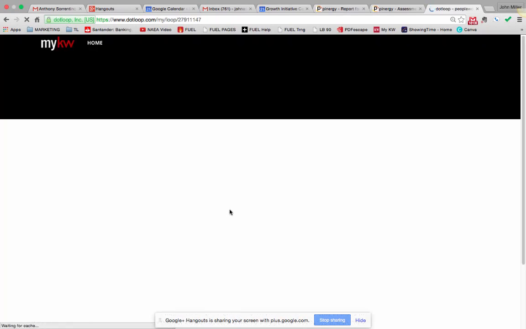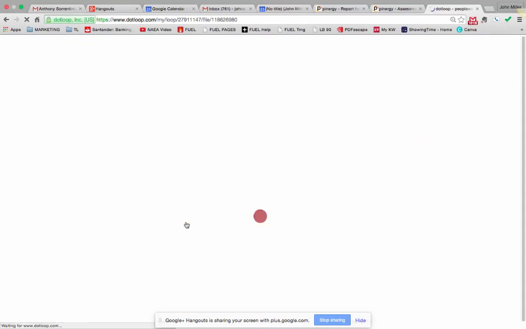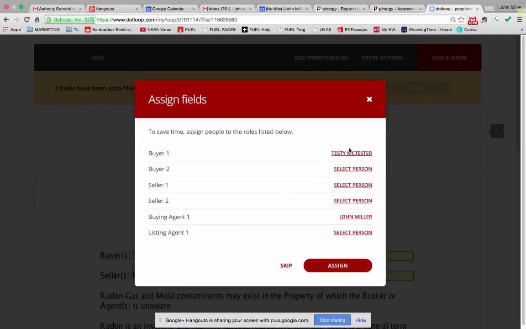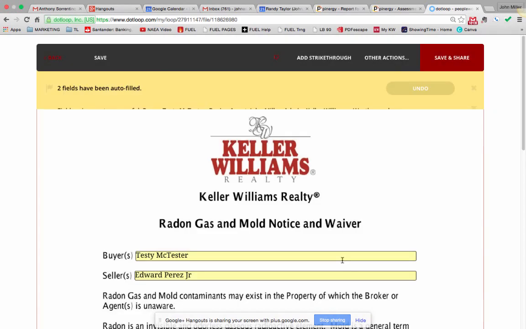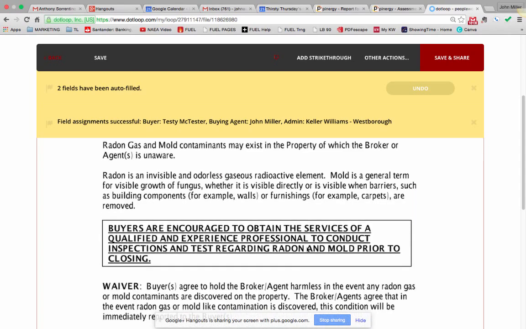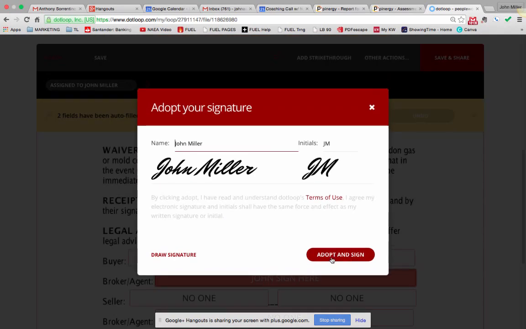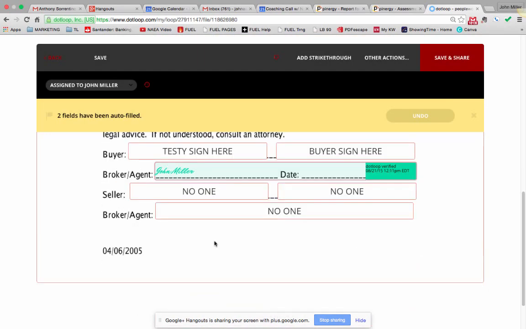I'll go back to my loop. I go to the other form. Buyer agent. Listing agent. If you add the listing agent and the sellers in here, you can do that also, but you'll need their email addresses. And again, it gets auto-filled in with the buyer and the seller's name because we put that on a previous form. And the buyer can sign it, you sign it, the seller signs it, you sign it.